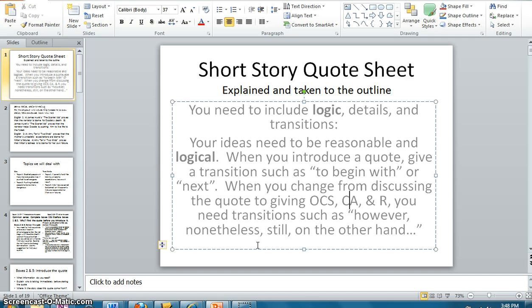If you forgot what opposite case scenario, counter argument, and rebuttal mean, you can look at my quote sheet and the outline, which give you a couple of hints and clues, or you can ask me to show you that PowerPoint we saw in class explaining what that was. Also, you can look at your short story packet. It does have definitions and examples of those writing techniques: opposite case scenario, counter argument, and rebuttal.